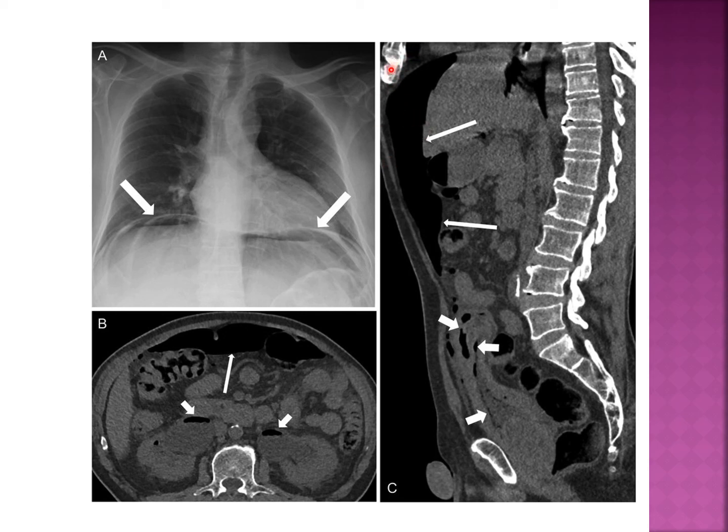Also, this is in the sagittal section. We can see a huge area of air under diaphragm in front of the liver and below the diaphragm. In front and above the liver, this is the liver, in front and above the liver, and below the diaphragm.